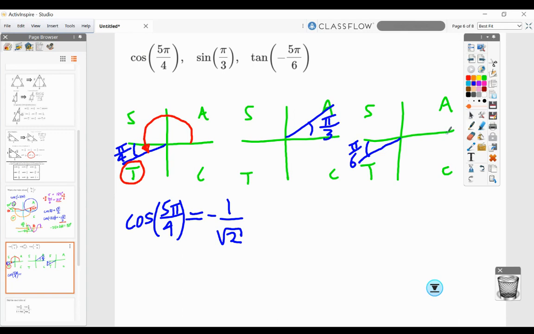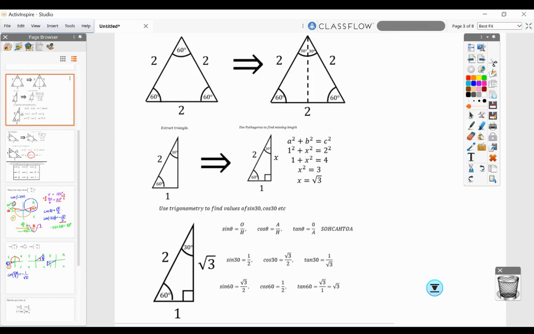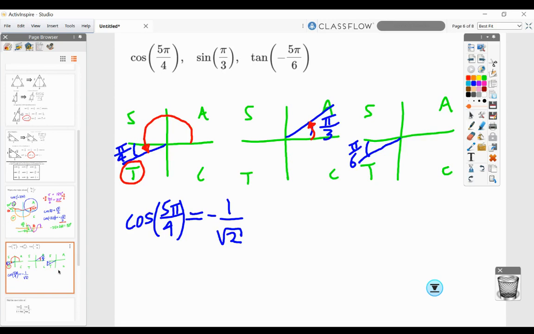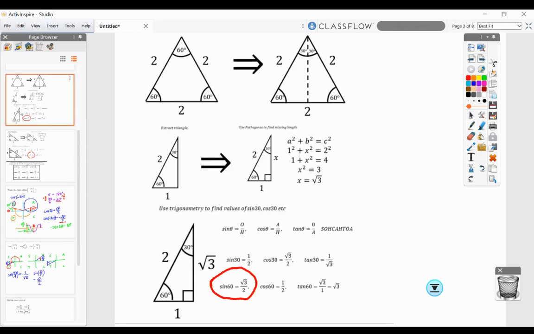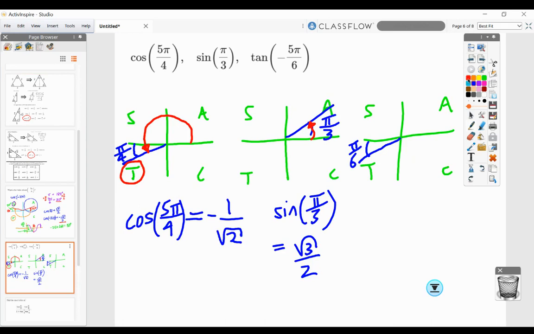Next one's a nice one. Sine pi over 3. So that's going to be in the first quadrant. We go to our special triangles. This one is there straight away. Pi over 3, of course, is 60 degrees. So sine pi over 3, sine 60 is root 3 over 2. Well, that's it. We're done because it's in the right quadrant. So sine pi over 3 is root 3 over 2. That is right, isn't it? Yes, it is. Done. So that's the first two.